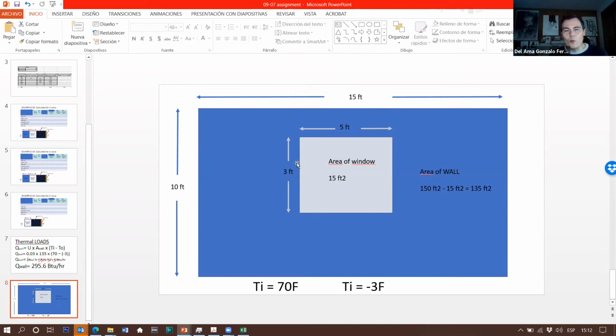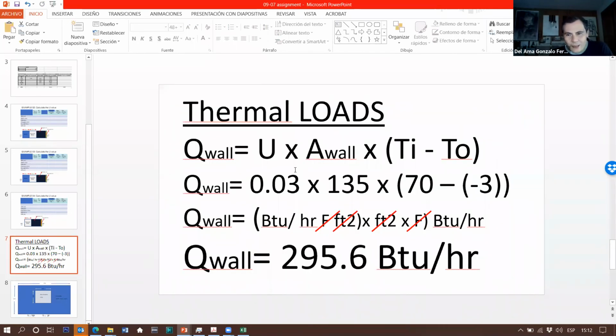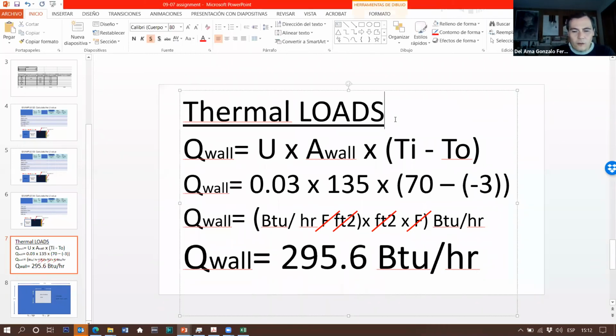And now I don't want a perspective of the window. I want an elevation, and on that elevation, you have to let me know the width and the height of the wall, and the width and the height of the window. And then you have to calculate the area of the wall, and you have to calculate the area of the window. Are we done? Not yet, because this is the thermal loads in walls.